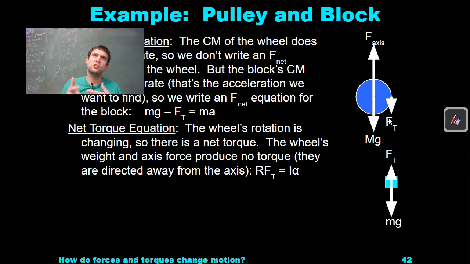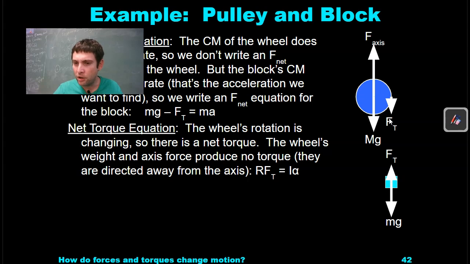So a word about directions with torques. By convention, we normally will take counterclockwise torques to be positive and clockwise torques to be negative. So if you do have both acting on the same object, you'll take your counterclockwise as positive normally, and then your clockwise as negative.